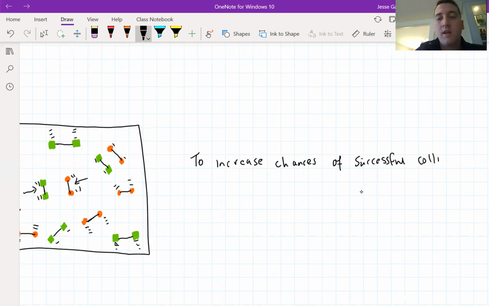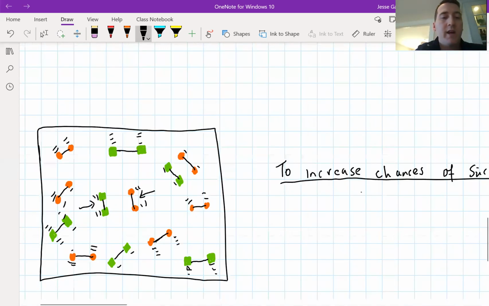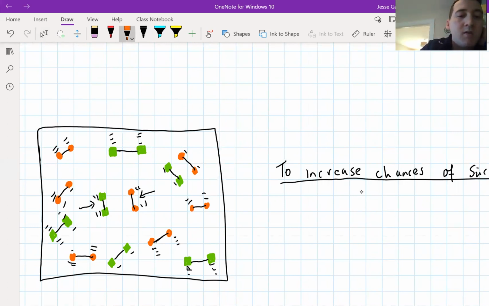well, we can do this in two ways. If we want to increase the chances of a successful collision, the first way you can do it is, I suppose, you can add more of the reactant particles. So if we add more particles in here, well, what's that going to do? That's going to increase the chances of collisions. If there's more particles, it's more likely that they're going to crash into another particle.